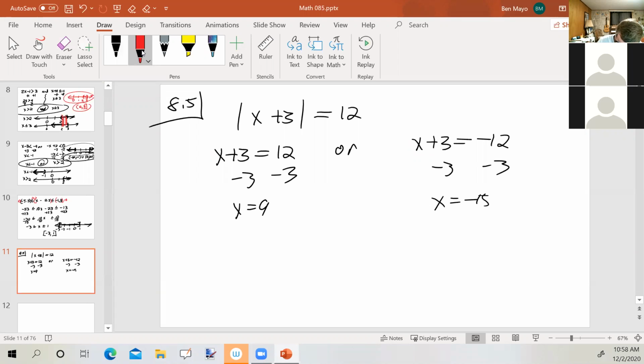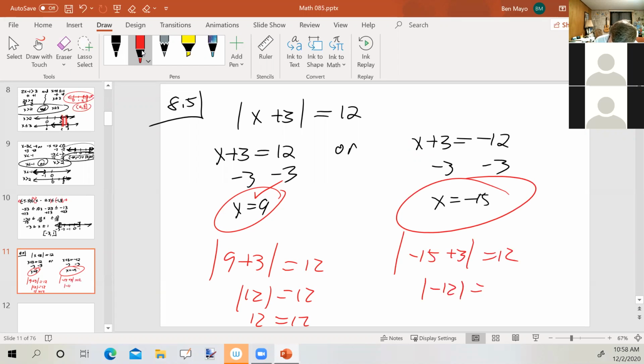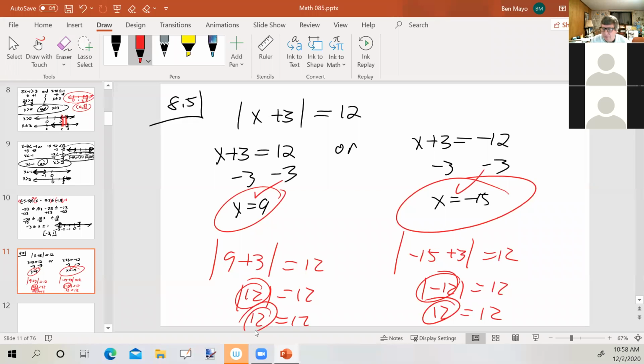Let's check our work. If x is 9, we'd have 9 plus 3, absolute value equals 12, absolute value of 12, 12 equals 12. So this one checks. Let's check this one. Absolute value of negative 15 plus 3 equals 12. Absolute value of negative 12 equals 12. But the absolute value of negative 12 is 12. 12 equals 12, and that one checks. So again, what's inside has to either equal 12 or negative 12, so that when you take its absolute value, positive 12 comes out. Any questions there?